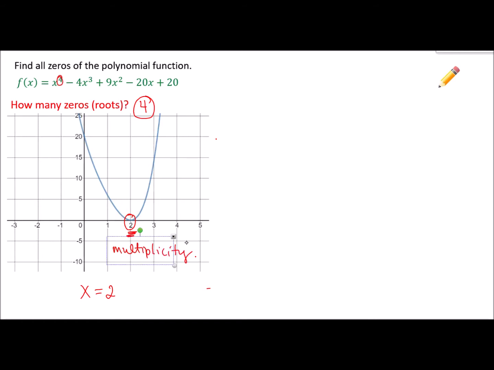Okay, multiplicity means it happens more than once. Now because we have 4 roots, it could either happen 2 times or 4 times. We don't know if it's multiplicity 2 or 4. So we're going to go through and use synthetic division to help us get there.